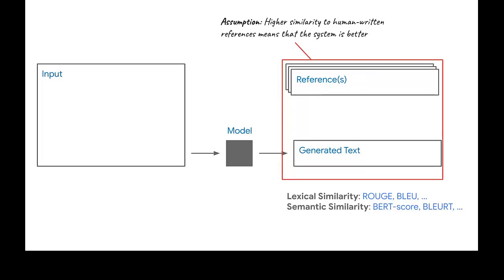More recently, with the advent of large pre-trained language models, we can also use contextual representations where we represent both the generated text and the reference as a high-dimensional vector that we can then take the similarity of, which we hope will then go away a little bit from the particular word choices and focus more on the meaning similarity between the two.